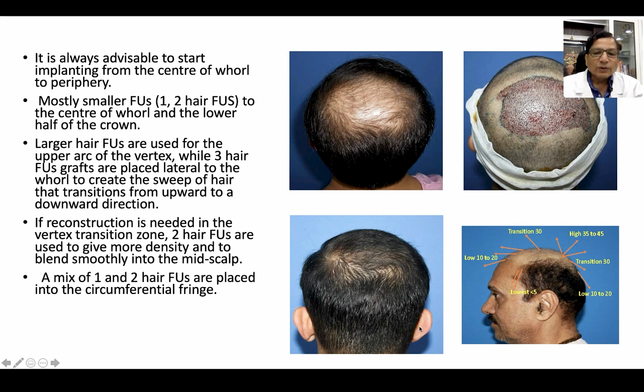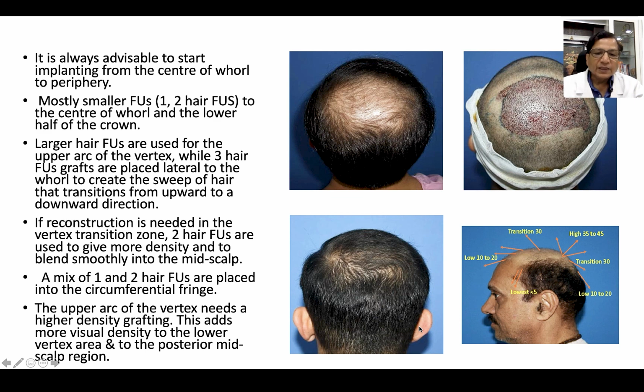The upper arc of the vertex needs higher density grafting. This needs more visual density to the lower vertex area and to the posterior mid-scalp area. So you put more density here. This will give coverage to the lower area, and this will provide fullness in the mid-scalp area.